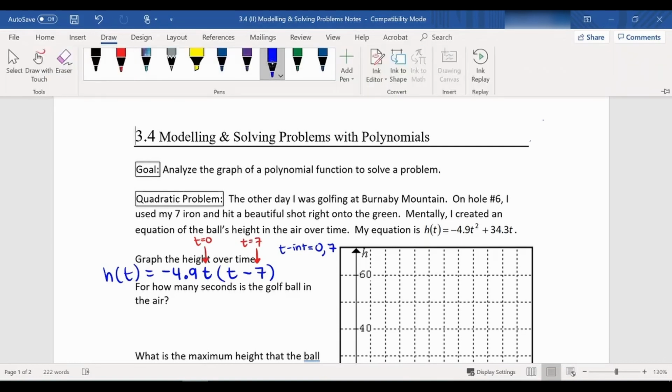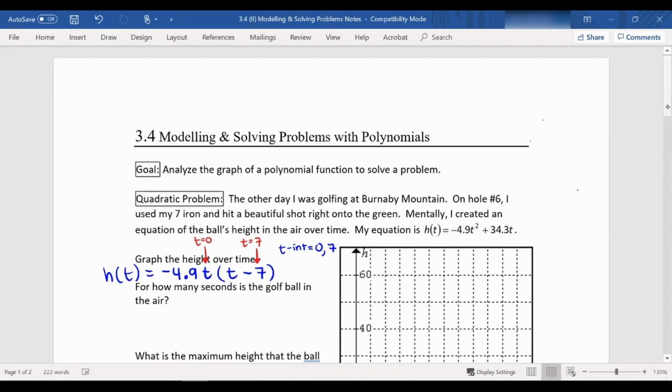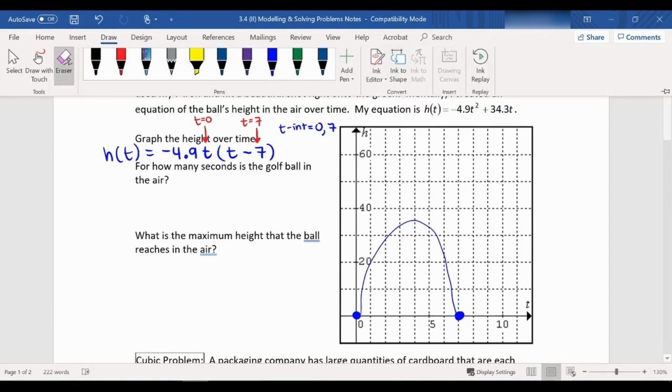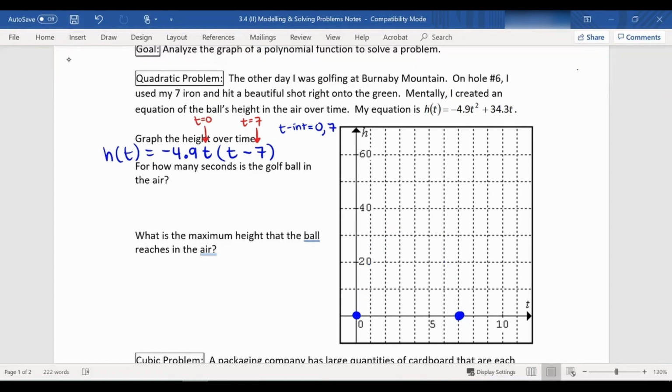So once I have that, I know that one is going to go here and the other one goes here, 0 and 7. I also know this is an upside down parabola because my leading coefficient is negative. So I know that this is going to be some sort of arc like this. Now, the other thing is that I need to know some actual points. I probably need to know what my vertex is.